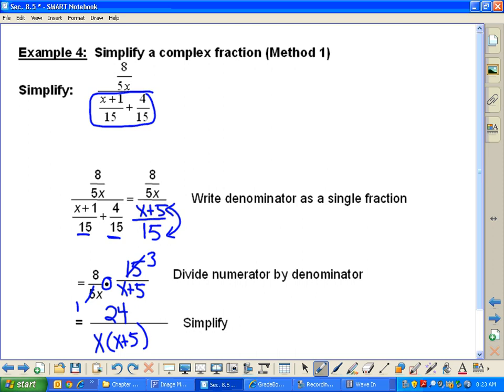We're trying to get in the habit of leaving our answers in factored and reduced form. So that's actually done. That's the end. So method 1 is just like that.